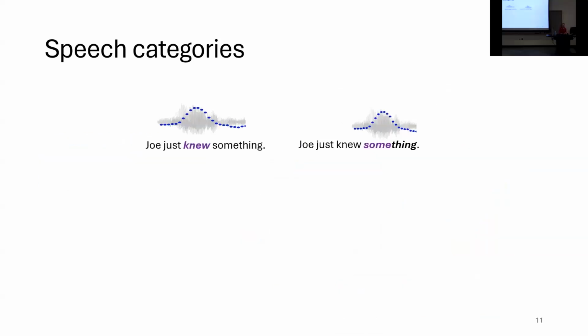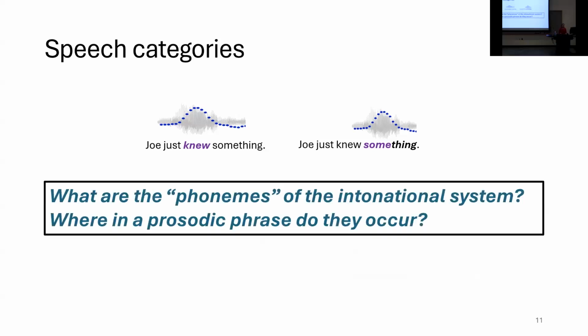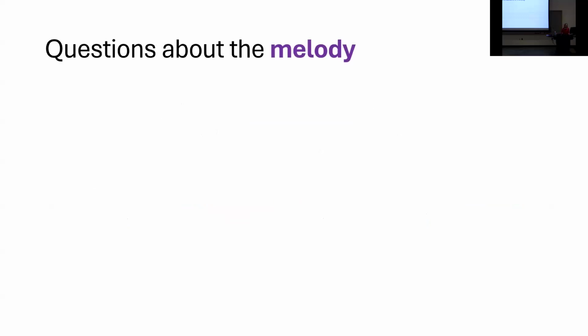The challenge is that we don't have a firm grasp on an intonational lexicon. So to ask what are the elements of intonation that are associated with meaning distinctions and how do they manifest in the speech signal? Or in other words, what are the phonemes of the intonational system and where in a prosodic phrase do they occur? So these are the questions.